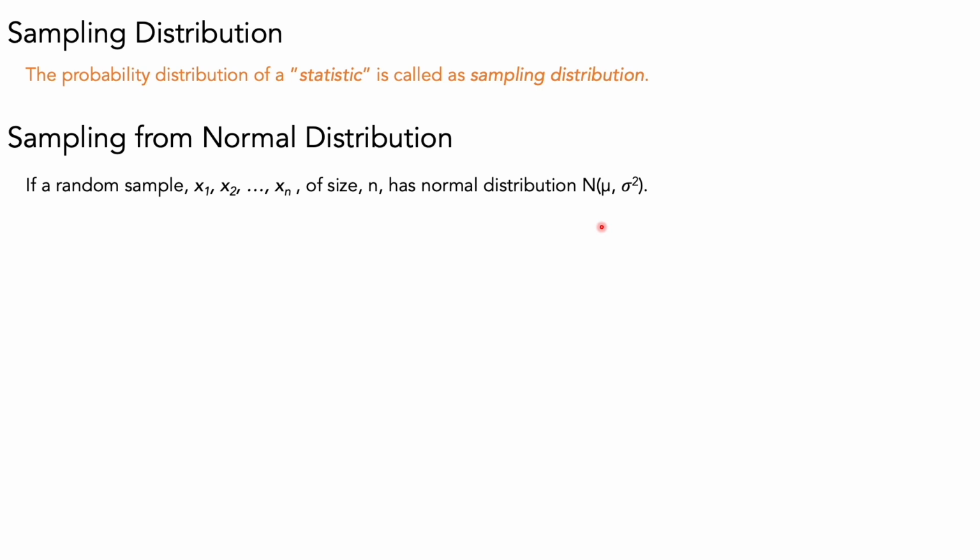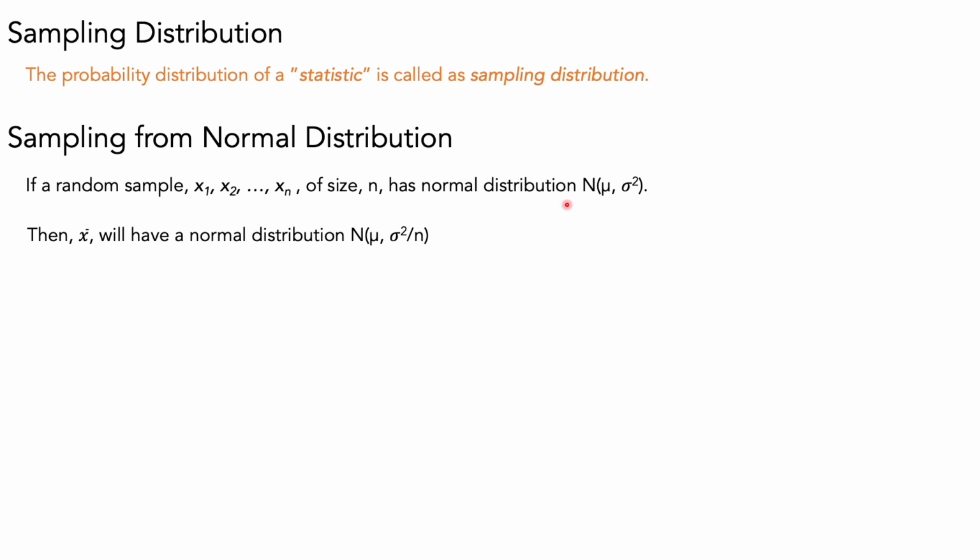Okay, now if we have collected a random sample of size n from a normal distribution N(mu, sigma square), then the statistic sample mean, the sample mean is a statistic, will also have a normal distribution. That distribution will be expressed as N(mu, sigma square divided by n). So remember that the first parameter is the mean of the distribution and the second one is the variance.